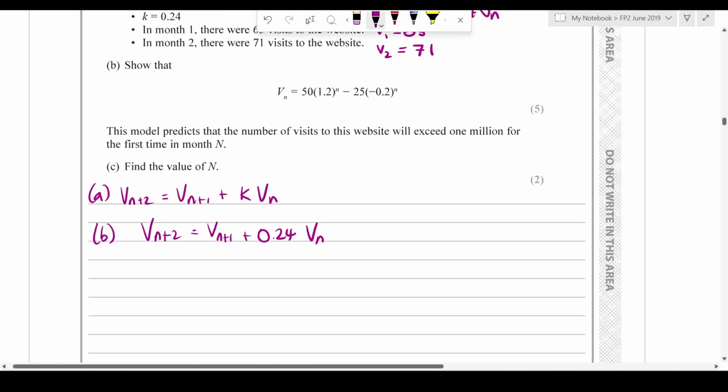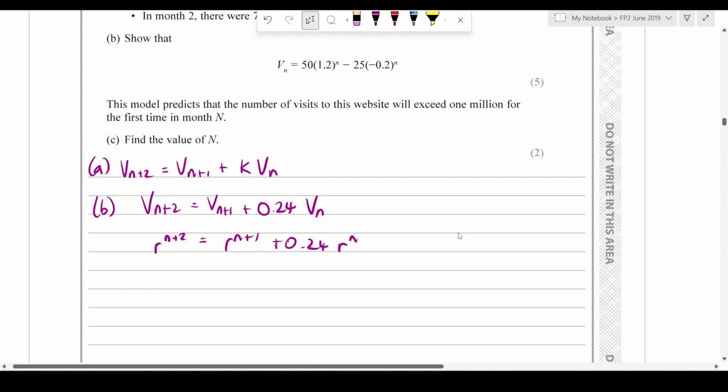In terms of a quadratic, you could do the substitution r to the n. So here we're going to have r to the n+2 is r to the n+1 plus 0.24 r to the n, which you could just divide everything by r to the n and you get r squared is r plus 0.24. You could just jump straight from here to that, that's absolutely no problem.